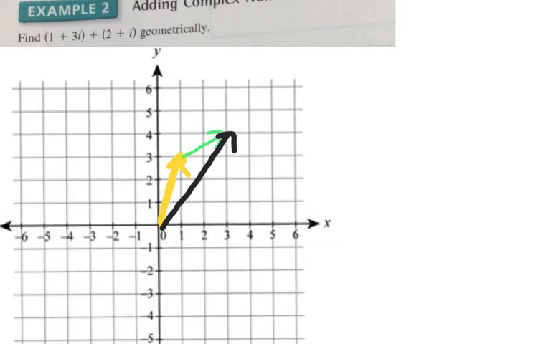Is it simple enough? Now, how could I know what this is algebraically? Well, just add the real parts. What are the real parts? 1 and 2. That means my real axis should go all the way to 3. What's my imaginary parts? 3 and 1, which means my imaginary axis should go to 4. So that's how you do it algebraically, but you have to be able to represent it geometrically because that is the standard. Questions?